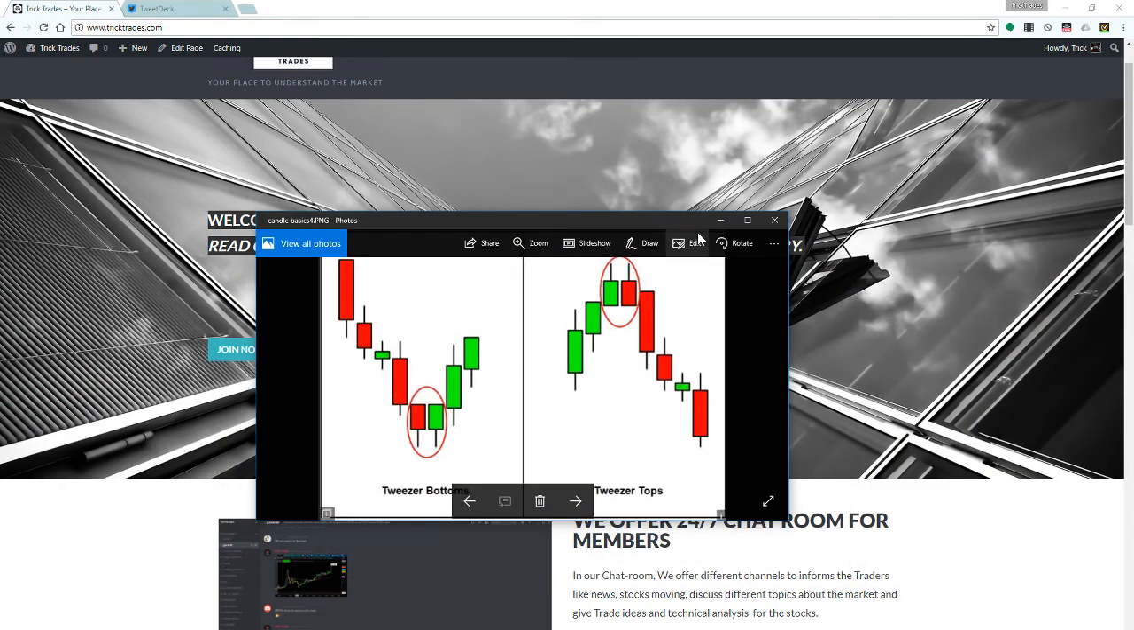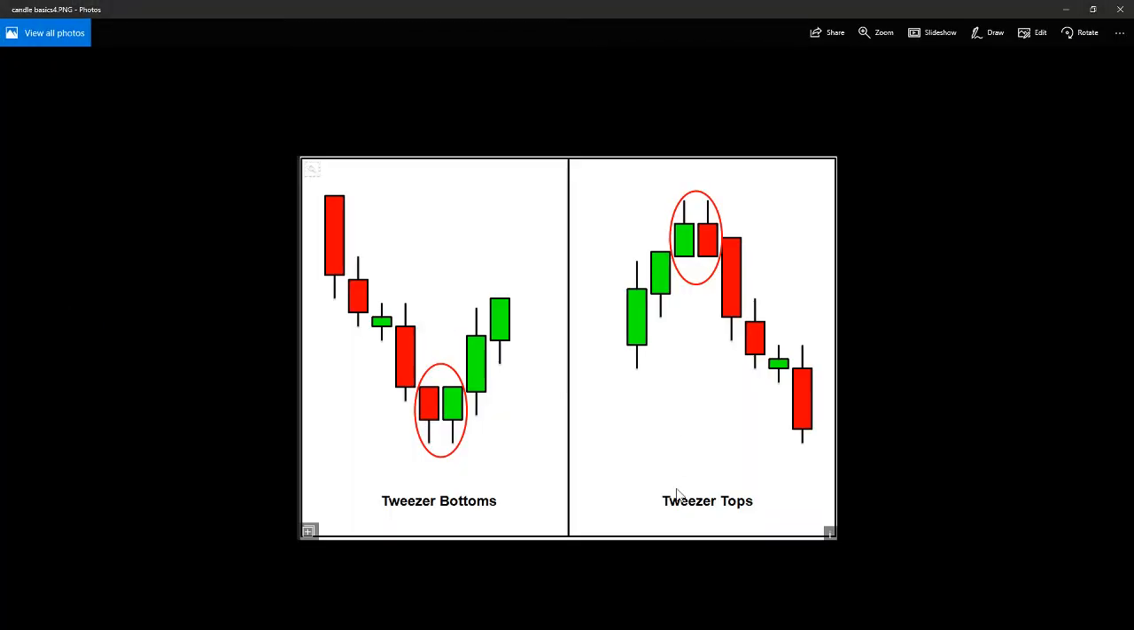These are really good. I use these all day, every day. Tweezer bottoms and tweezer tops. Great indicator of trend reversal. Especially on a dip, when you're looking to get into a stock on a pullback, tweezer bottoms are really good.